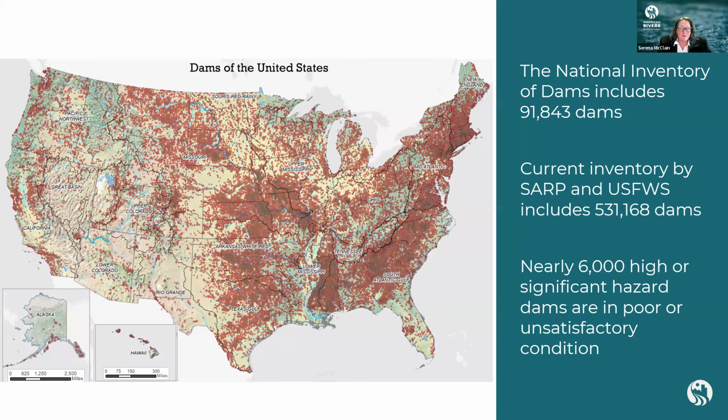The Southeast Aquatic Resources Partnership and the U.S. Fish and Wildlife Service are currently in the process of developing a national inventory and a national prioritization tool. It currently stands at approximately 531,000 dams, and they're not done. They're still collecting information and working with partners and all of you around the country to continue to pull in your data sources and build that inventory. We also know that the number of high or significant hazard dams continues to increase. Even looking at national inventory dams alone, we know there are nearly 6,000 high or significant hazard dams that are in poor or unsatisfactory condition.